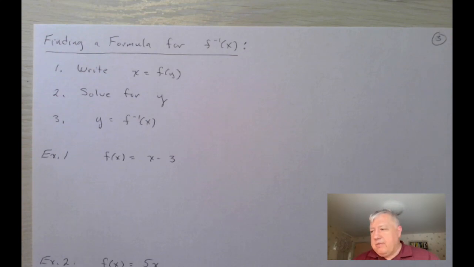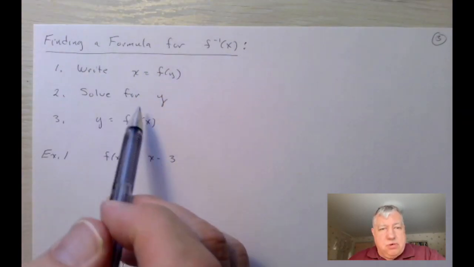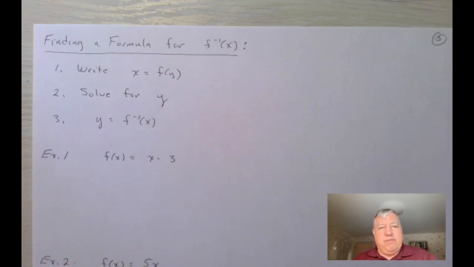That is, doing some algebraic operations to isolate this y, and then we will have y equals something in terms of x. And that something in terms of x is going to be f inverse of x. Okay? So the real work just happens in the second part.